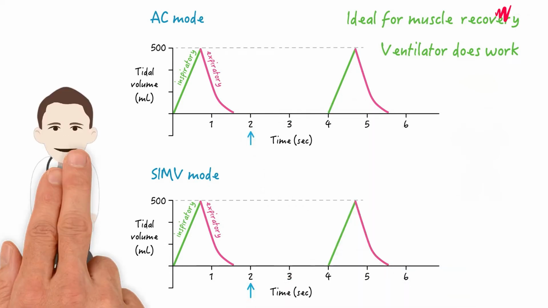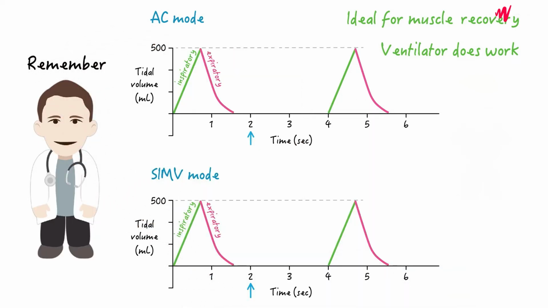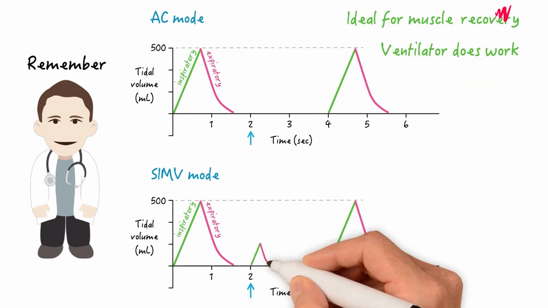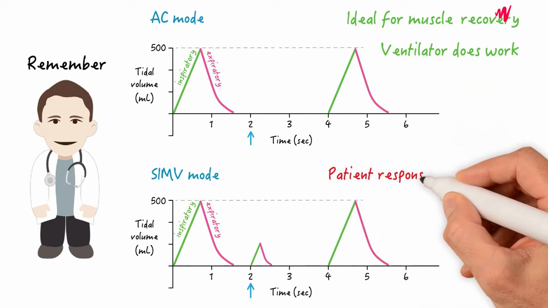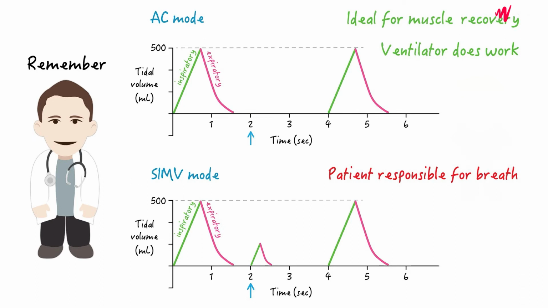Well, let's imagine what a patient-triggered breath would look like at the 2-second mark in both of these modes. And remember, initially, this patient most likely will not have adequate muscle strength since they probably have an acute ventilatory muscle dysfunction and fatigue. Notice how in the SIMV mode, the full 500 milliliters isn't reached. In the SIMV mode, the patient is responsible for the volume received during a spontaneous or a triggered breath.